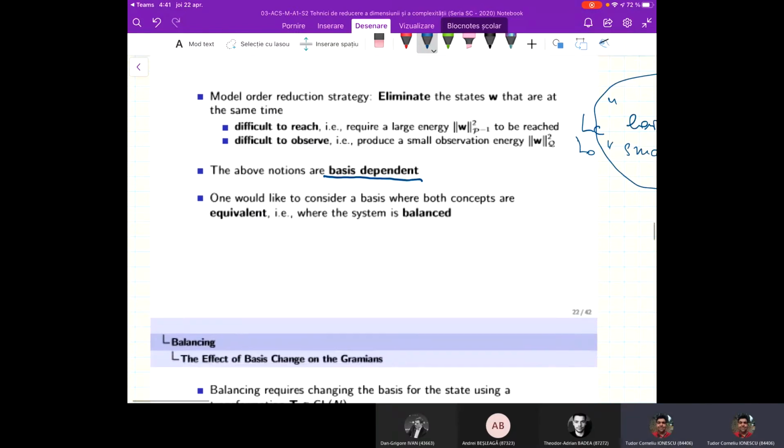So the idea is, one would like to consider the basis where both concepts are equivalent, i.e. when the system is balanced. So essentially, you need to emphasize the same property, both of these, with one notion, in one shot. You need to catch two birds with one slingshot. To do this, you need some quantities, some specific invariants, and we already know that these invariants are called the Hankel singular values of the system.